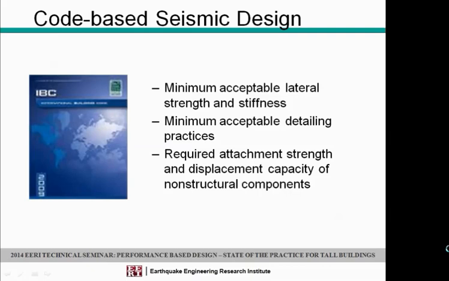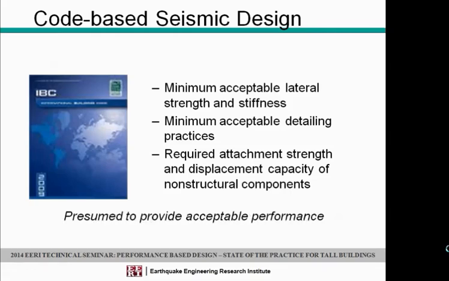And then it tells us that we have to attach all of our non-structural components, ceilings, light fixtures, exterior cladding, so that they will not be detached from the building under design earthquake shaking, and so that they'll be able to tolerate the drift that we anticipate the building will experience under design earthquake shaking. So it's a bunch of rules, basically a cookbook. Follow these rules, and you have a code-conforming building.